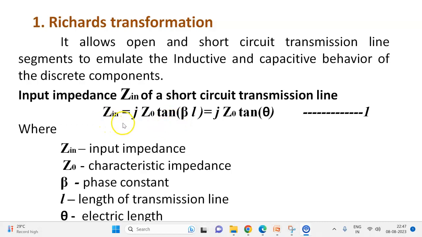That is, Zin = jZ0 tan(βL), where βL, with L the transmission line length, is replaced by the electrical length θ. So Zin = jZ0 tan θ, where Zin is the input impedance, Z0 is the characteristic impedance, β is the phase constant, L is the length of the transmission line, and θ is the electrical length of the transmission line.